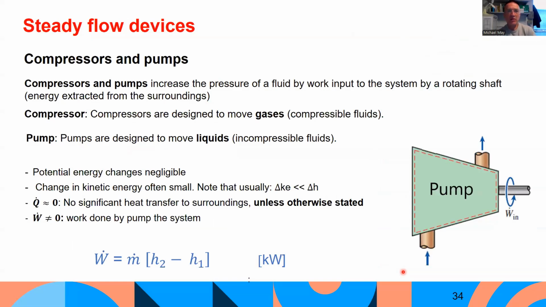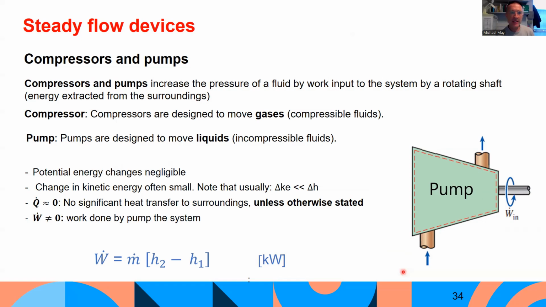Steady flow device applied to compressors and pumps. Compressors and pumps increase the pressure of a working fluid by work input to the system by a rotating shaft, and it extracts energy from the surroundings. So what that means is we plug it in, we use electricity externally to drive the pump. And a compressor is mainly dealing with gases, and a pump is mainly dealing with liquids.